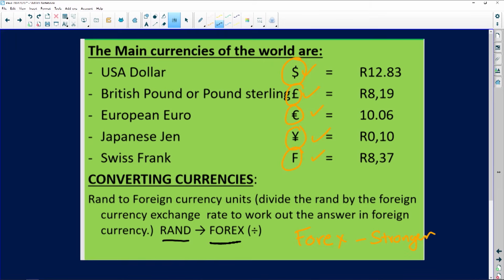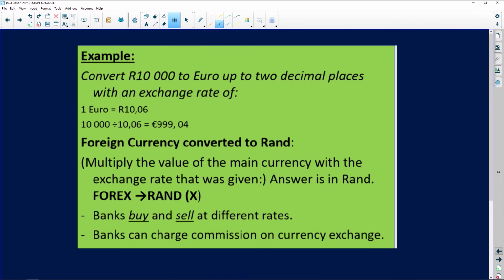Rand to forex. Now, look at the last letter of the first word. You see a D. Now, we can say D for divide. So the moment you convert rand to forex, and the forex is the stronger currency, you can divide with whatever the exchange rate is that they have given. All right. Let's use an example.